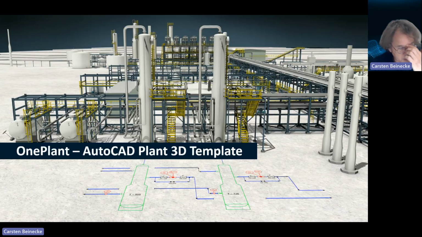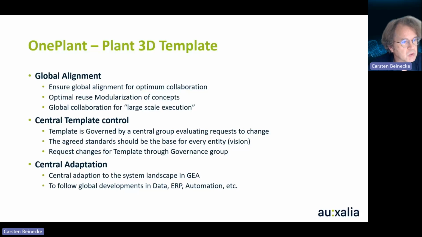Then this one plant initiative. So the idea was, and it still is, to have essentially one Plant 3D setup. And it's not only about Plant 3D, it could be other applications, could be PlantTools, but in general to have one aligned global template, and to have also an optimum of collaboration, especially if different offices work together.